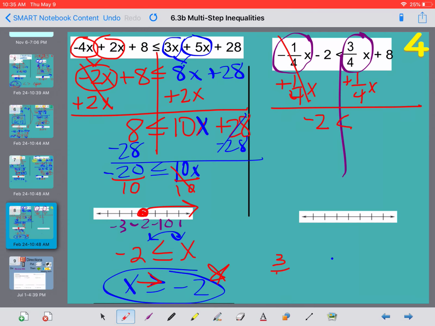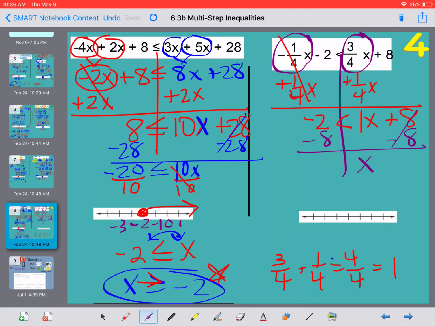Now we have 3/4 and 1/4, which makes 4/4. 4/4 is really just 1x, or x. So we just need that x by itself. So I'm going to subtract 8 on both sides. We have x, or 1x. And then these are all negatives, same sign, add and keep. It's a negative 10.